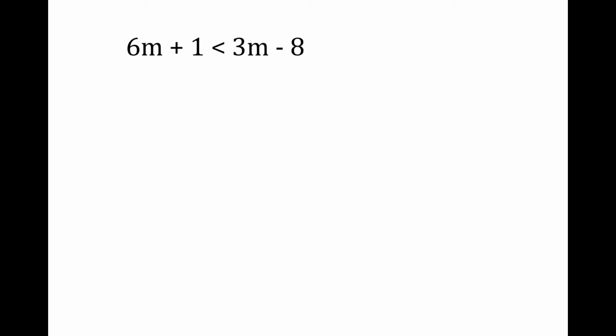6m plus 1 is less than 3m minus 8, and we're going to do that just like a regular equation. So we notice that there's a variable on both sides and a constant on both sides. So we're going to try to make some stuff cancel out. We notice 1 is being added to the left side, so let's subtract 1 from both sides. These cancel. We have 6m is less than 3m minus 9.